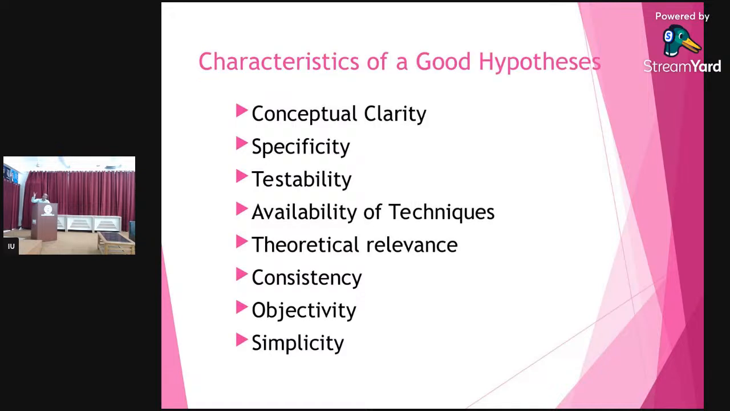And now the characteristics of the good hypothesis, in which conceptual clarity is very important. Specificity, testability, availability of the techniques, theoretical relevance, consistency, objectivity, and simplicity. These are the characteristics of the good hypothesis. The word is consistency. तो जानता है consistency? Anyone knows?